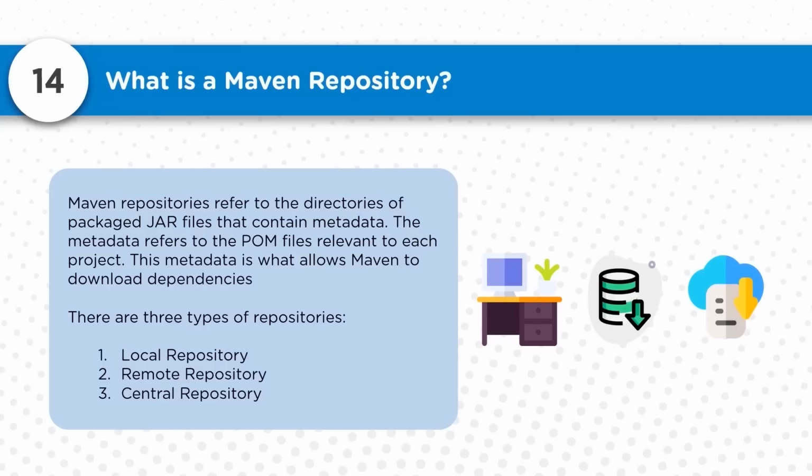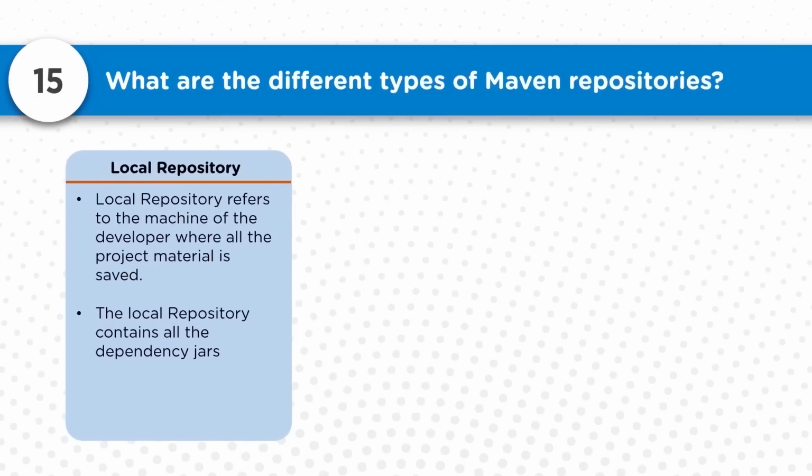One is the local repository, one is the remote repository, and one is the central repository. So these are the different typical types of repositories which we have, where we can store the artifacts and from where we can download the artifacts whenever required. Now the first one is the local repository.